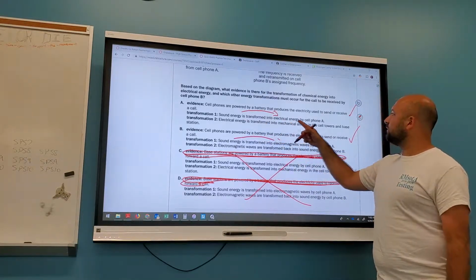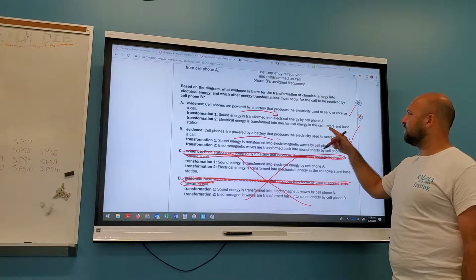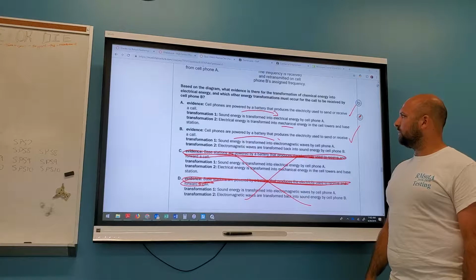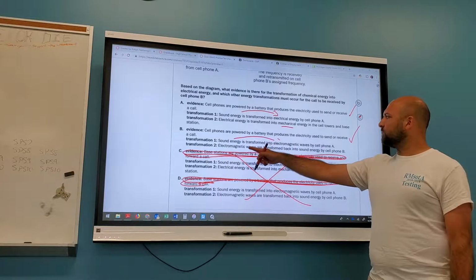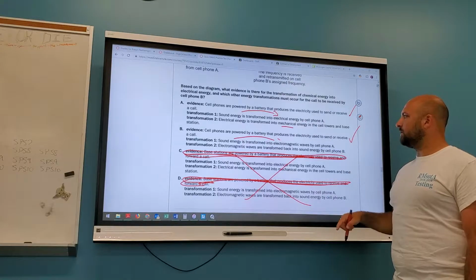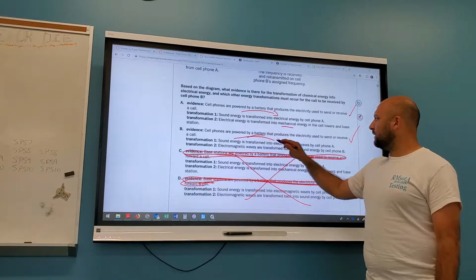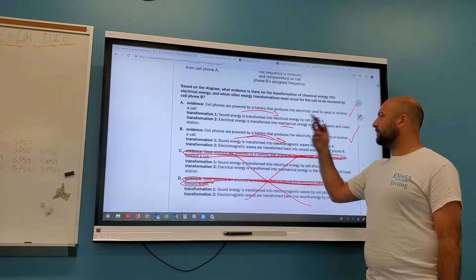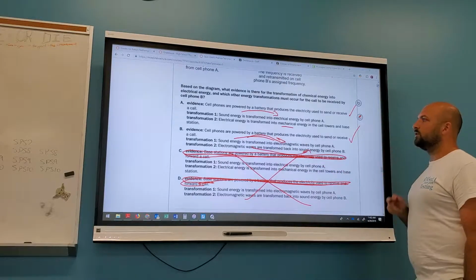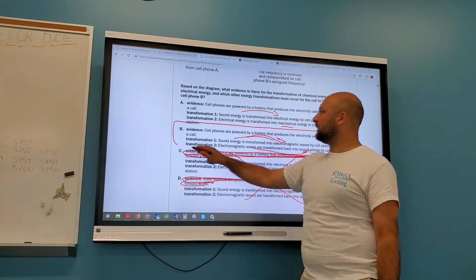All right, well, let's look at transformation 2 here. Electrical energy is transformed into mechanical energy in the cell towers. Mechanical is movement. That can't be right. So let's go down here to B. Electromagnetic waves are transformed back into sound energy by cell phone B. That sounds good. So if I go sound into microwaves, the microwaves go to that cell phone, and then it transmits it back into sound so they can hear me. So this one is the most complete answer.